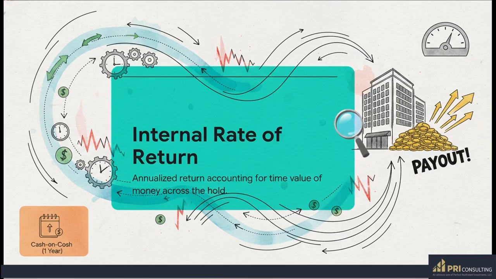IRR is a measure of velocity. Unlike cash-on-cash, which looks at just one single year, IRR captures the efficiency of your capital over the entire life of the investment. It factors in annual cash flow, sudden expense spikes, and of course, that massive final payout when you eventually sell the property.